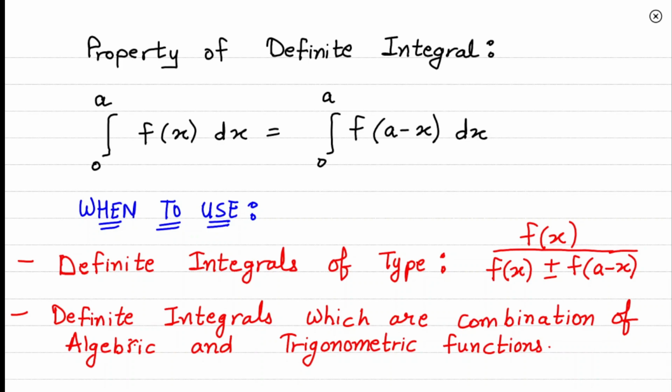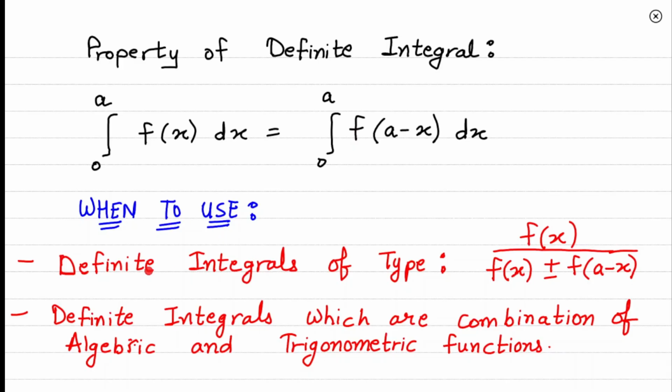property of definite integral. The property says if you have integral 0 to a f of x dx, you can write it as integral 0 to a f of a minus x. So that means you can actually replace that x with a minus x and the value will still remain the same. Okay, so that's the property. Now let's see when do you use this property.